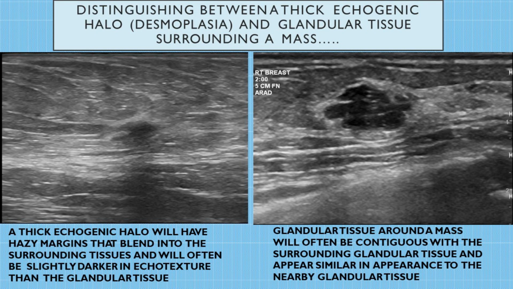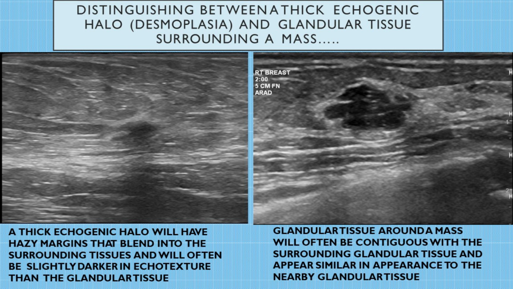Next, how to distinguish between a thick echogenic halo, this is our desmoplastic reaction, and just normal glandular tissue that's surrounding a mass. A thick echogenic halo is going to have hazy margins, and they're going to really blend into the surrounding tissues. And they'll often be slightly darker in echo texture than the surrounding glandular tissue, where normal glandular tissue that surrounds a mass is going to be contiguous with the surrounding glandular tissue, and it's going to appear similar in echogenicity and appearance to the nearby glandular tissue.